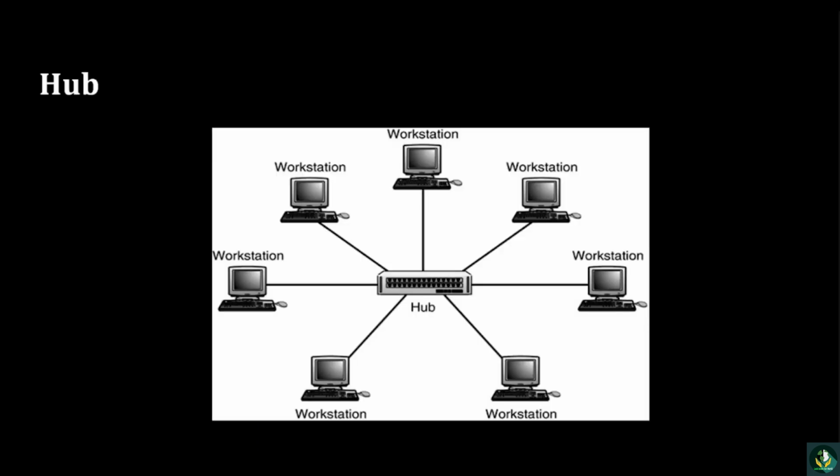Next we have the hub. A hub is a basic networking device that connects multiple computers, allowing communication and information sharing. However, it is a dumb device lacking data filtering or intelligence. In this diagram, you can see all the devices are connected to the hub. So if data is received on one port, it's rebroadcast to every connected device.